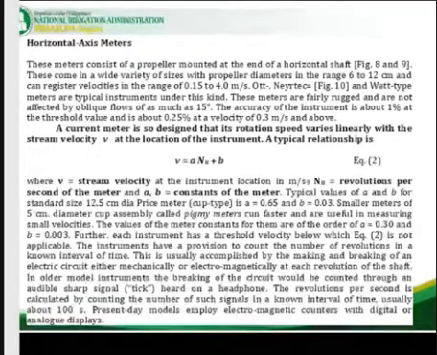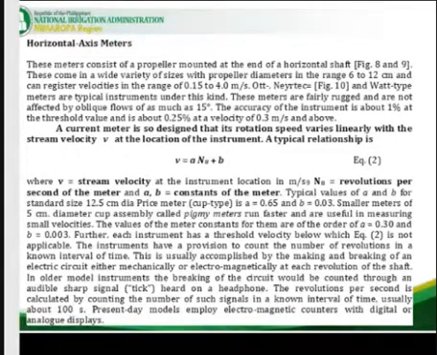Horizontal axis meters. These meters consist of a propeller mounted at the end of a horizontal shaft. These come in a wide variety of sizes with propeller diameters in the range 6 to 12 centimeters and can register velocities in the range of 0.15 to 4 meters per second. Ott and Watt type meters are typical instruments under this kind. These meters are fairly rugged and are not affected by oblique flows of as much as 15 degrees.